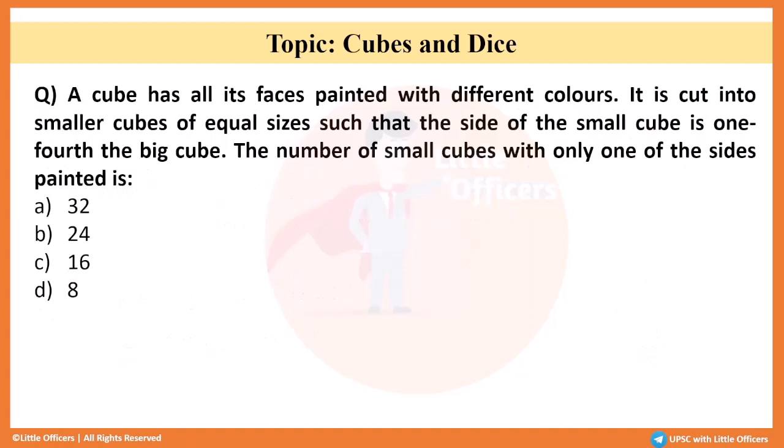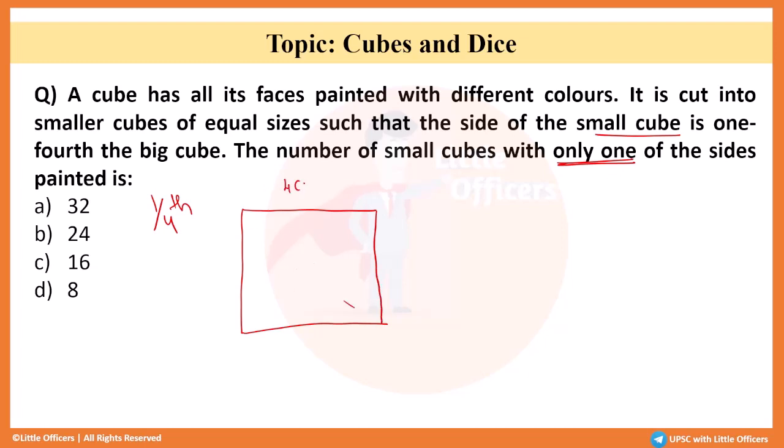The question is, a cube has all its faces painted with different colors. It is cut into smaller cubes of equal sizes such that the side of the small cube is 1/4 of the bigger cube. The number of small cubes with only one of the sides painted is, number बताना है. So for that what we do is, let's draw a cube. ठीक है. I'm going to draw one surface of it in order to explain it to you. Let me take 4 centimeter length and breadth वाला एक surface ले लिया.